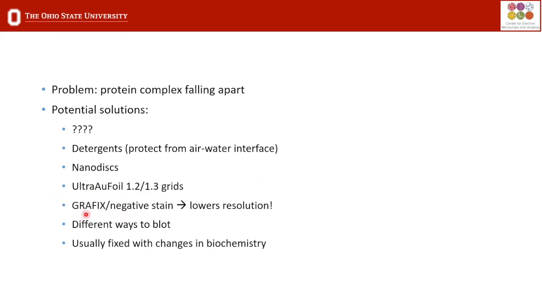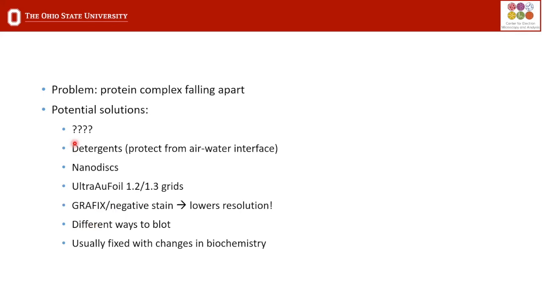Some last resort things I use are either adding a small amount of glutaraldehyde in a technique called GraFix or using negative stain to hold your sample together. This lowers your resolution, and I'm always very hesitant about moving forward with data processing when doing these things, because you don't know if you're cross-linking or if you're fixing your protein in a conformation that's not native. You can also try different ways to blot. So we do have a manual plunger here at CMAS, and sometimes blotting from behind or blotting from the very edge of the grid can help protein complexes stay together.